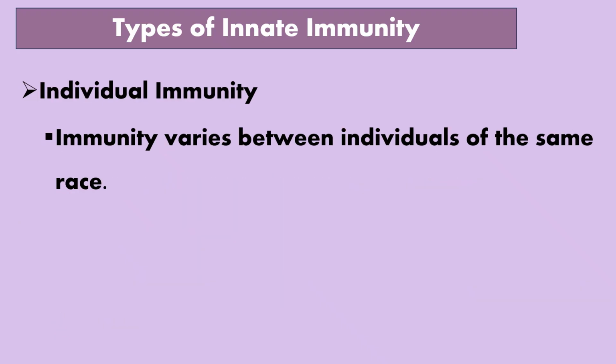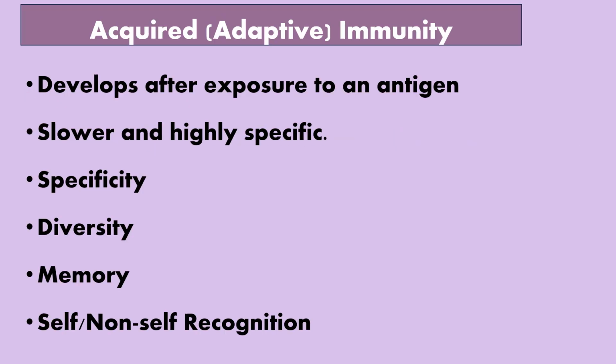The third type of innate immunity is individual immunity. The individual immunity varies between individuals of the same race.